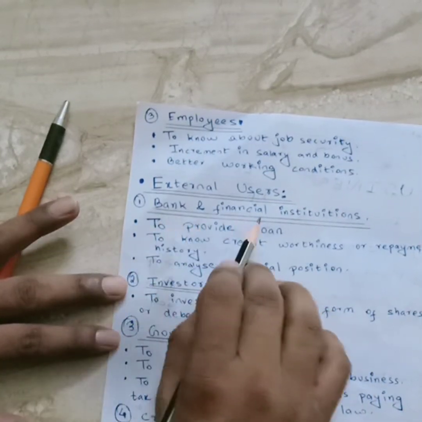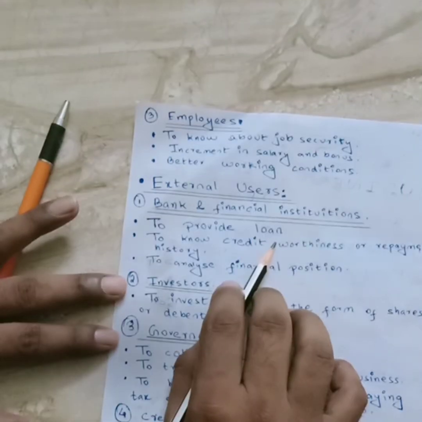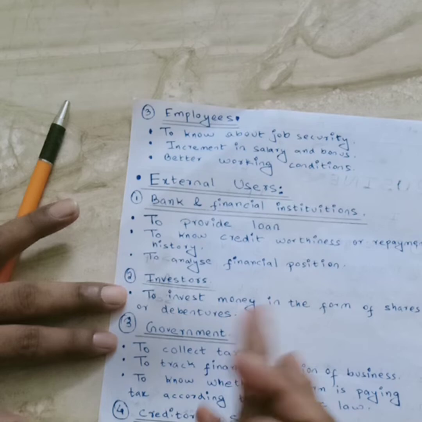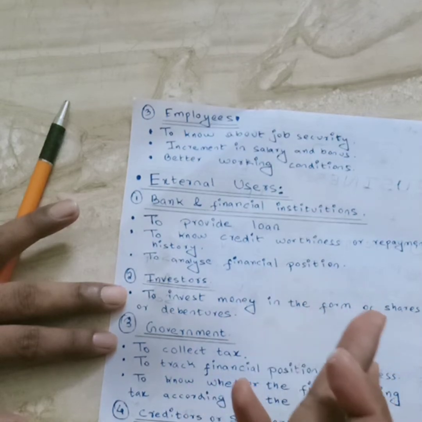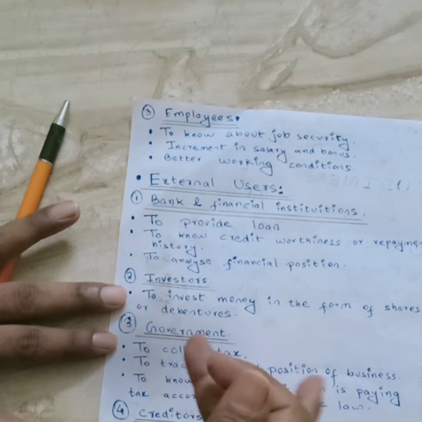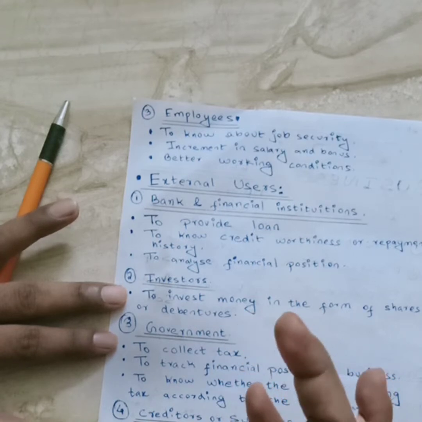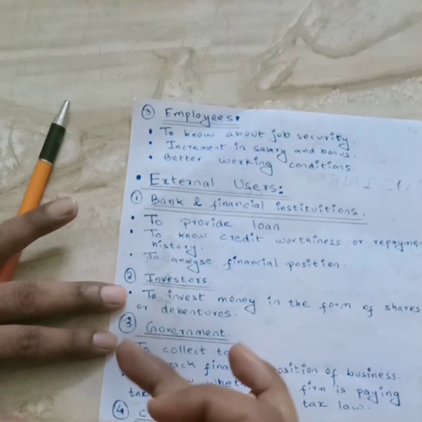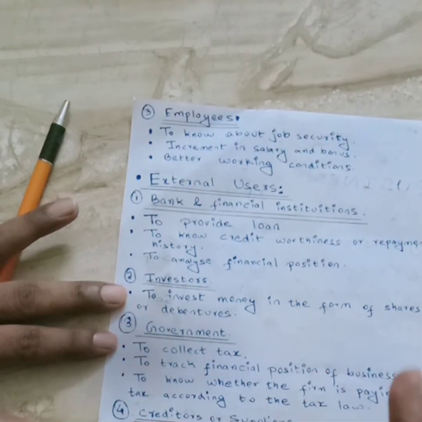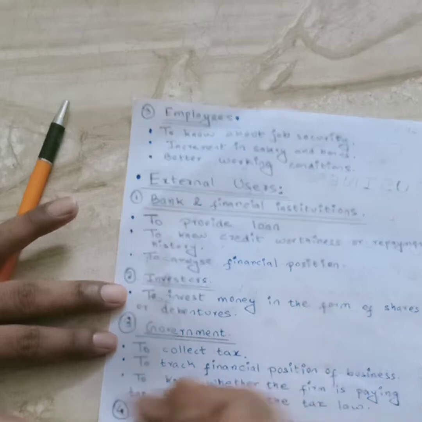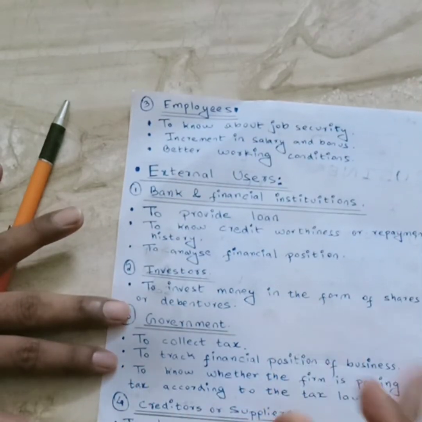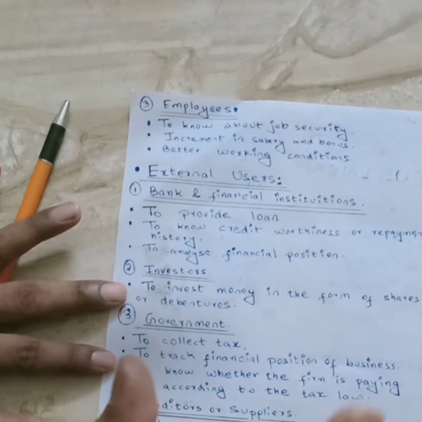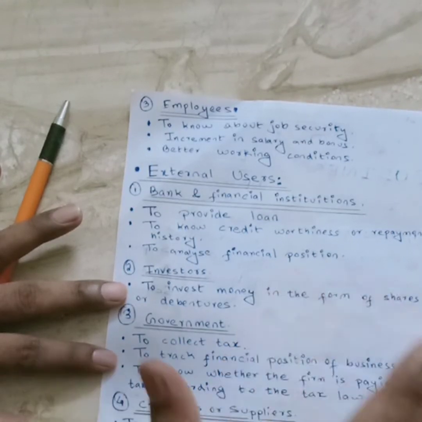So here it is, like banks and financial institutions, to provide loans. If some business wants a loan, and the bank is not inside the business, they don't know anything about what the business is doing. So they will come to know about the status of the business with the help of the financial information only, with the help of the accounting information only. So the business has to provide the bank with their accounting information, so that the process of loan gets easier.